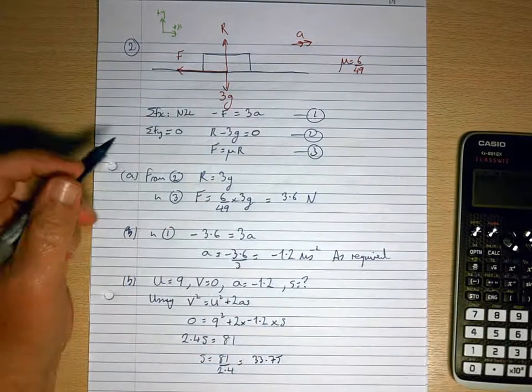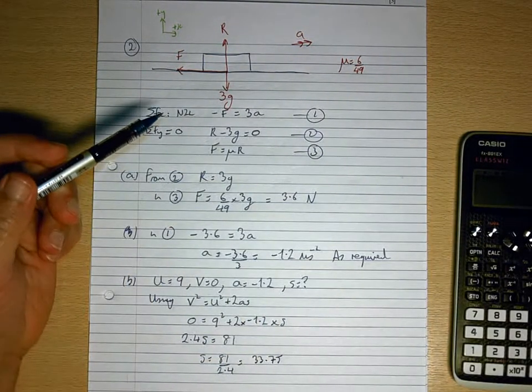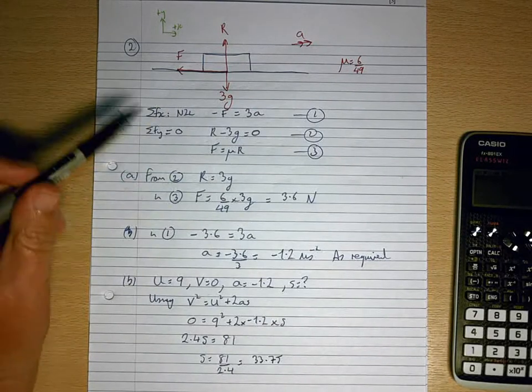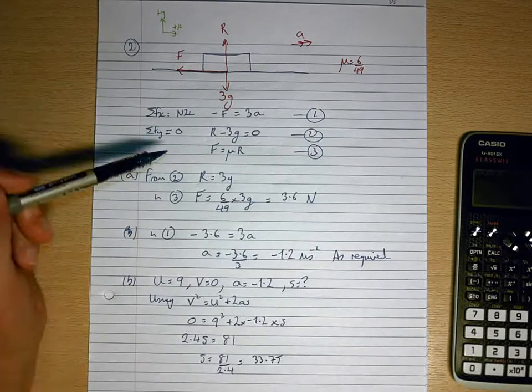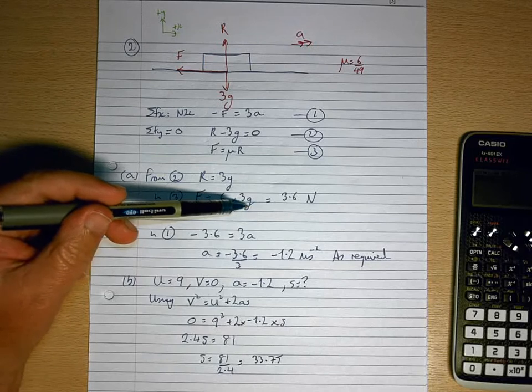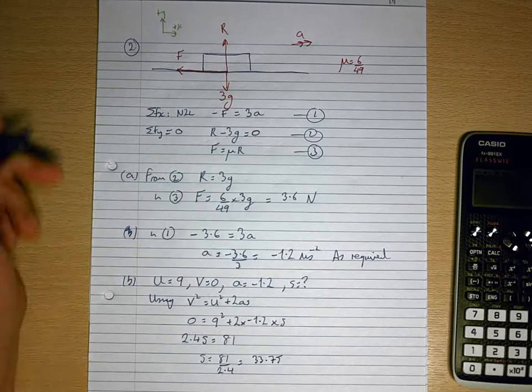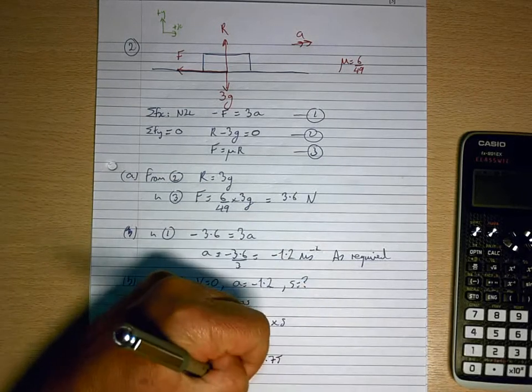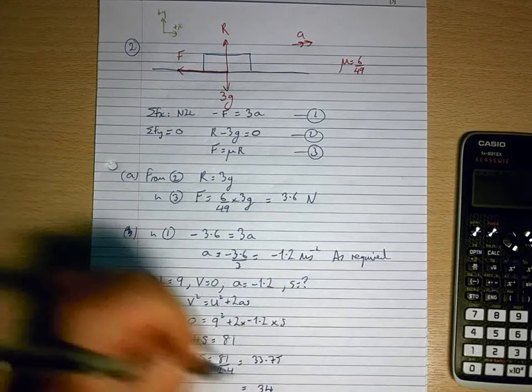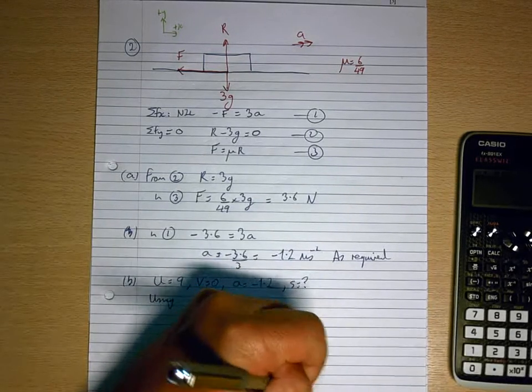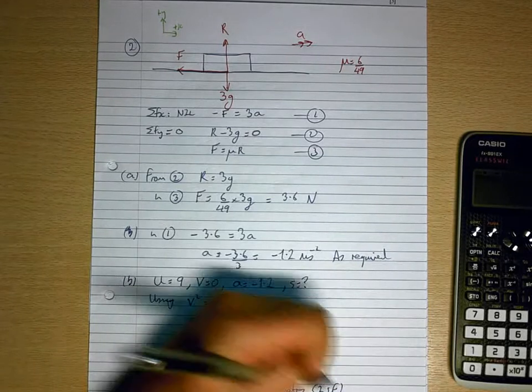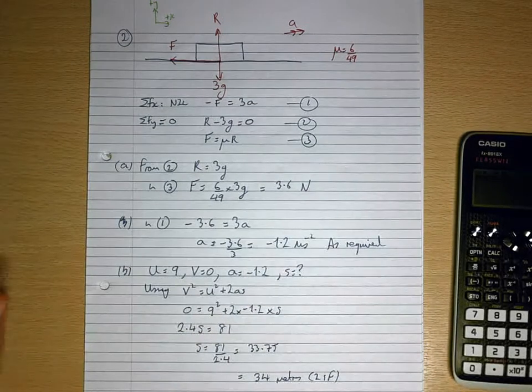33.75. We need to have that rounded to 2 sig figs because g has been part of calculating the acceleration, which is 34 meters, 2 SF.